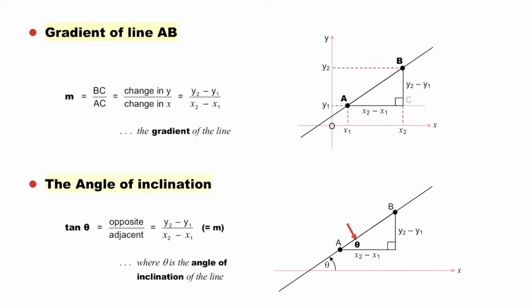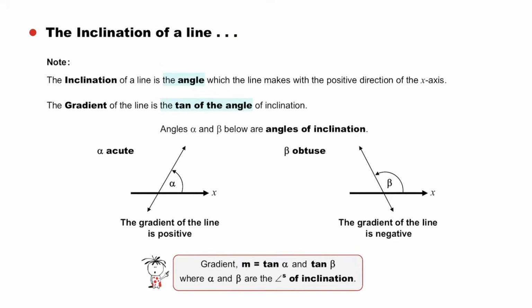Observe the corresponding angles of theta, one in the triangle and the one on the x-axis. These are corresponding angles which are equal because of the parallel lines. So, what is the angle of inclination, also sometimes referred to as just the inclination? The inclination of a line is the angle which the line makes with the positive direction of the x-axis, whereas the gradient of the line is the tan of that angle of inclination.